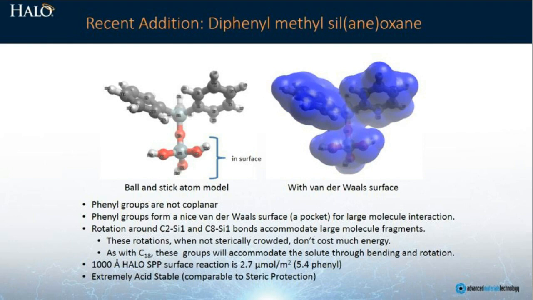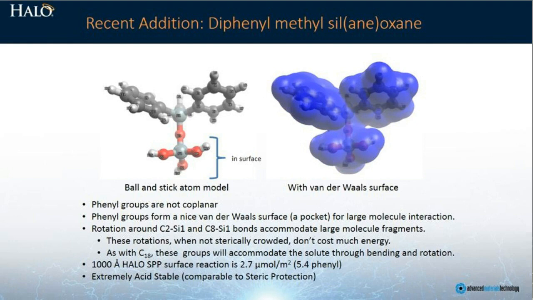We've been able to do that by pushing the reaction very hard to 2.7 micromoles per meter squared on the surface for the diphenyl. That works out to about 5.5 micromoles per meter squared of aromatic ring. Under these conditions, not only can you make the materials reproducible, but also they're surprisingly acid stable in a manner comparable to so-called sterically protected bonded phase materials.